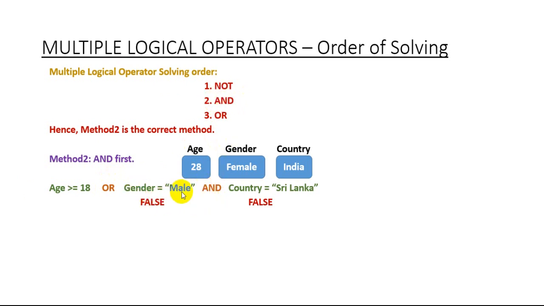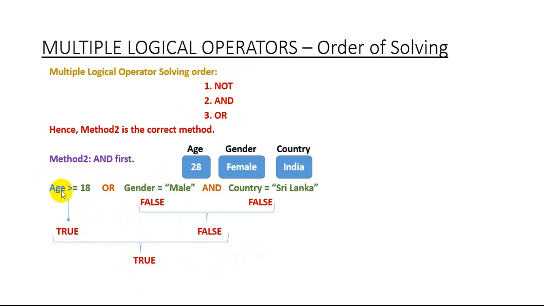So you take gender equals male. Gender is female, so it's false. Country equals Sri Lanka, country is India actually, so that's also false. Age greater than or equal to 18 is true, because this is 28, so fine. Now we are evaluating the AND first, and false AND false is false. Then we have true coming from this, and now we evaluate the OR. This is the order which the logical operator solving order tells us. First you do the AND, then you do the OR. So true OR false will give us true.